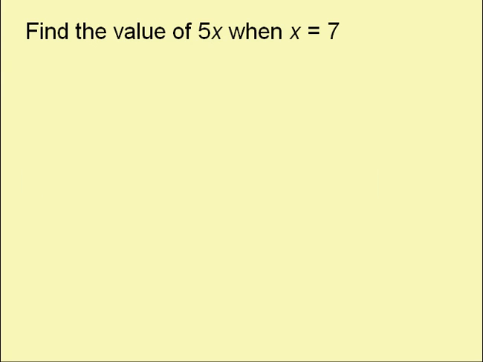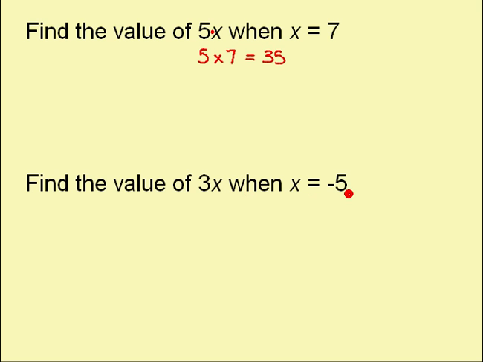I'm being asked to find the value of 5x when x is equal to 7. The first thing I need to do is remember that there's an invisible times sign here, because 5x really means 5 times x. So I've got 5 times x and x is 7. Now 5 times 7 is 35, so the value of 5x is 35.